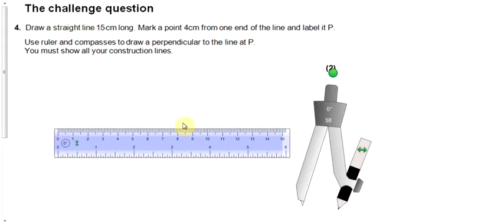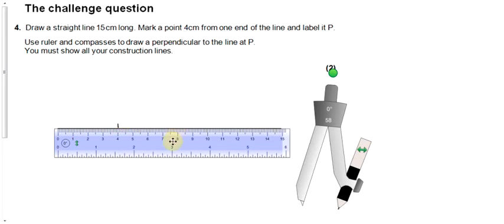Finally, the challenge question. Well, this is difficult, isn't it? Draw a straight line 15 centimetres long. Okie dokie, there we are, 15 centimetres long. Whoops, let's make it a bit shorter. Let me make it exactly 15. Well, there we go. Remember, you need to be within 2 millimetres. Mark a point 4 centimetres from one end of the line. Okay, there it is.